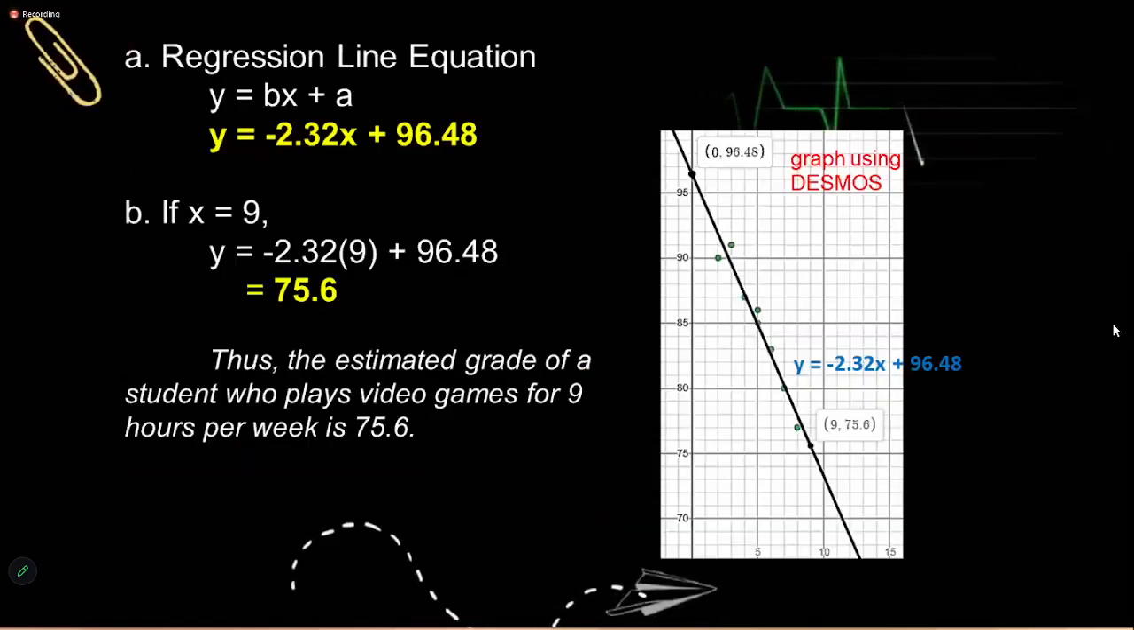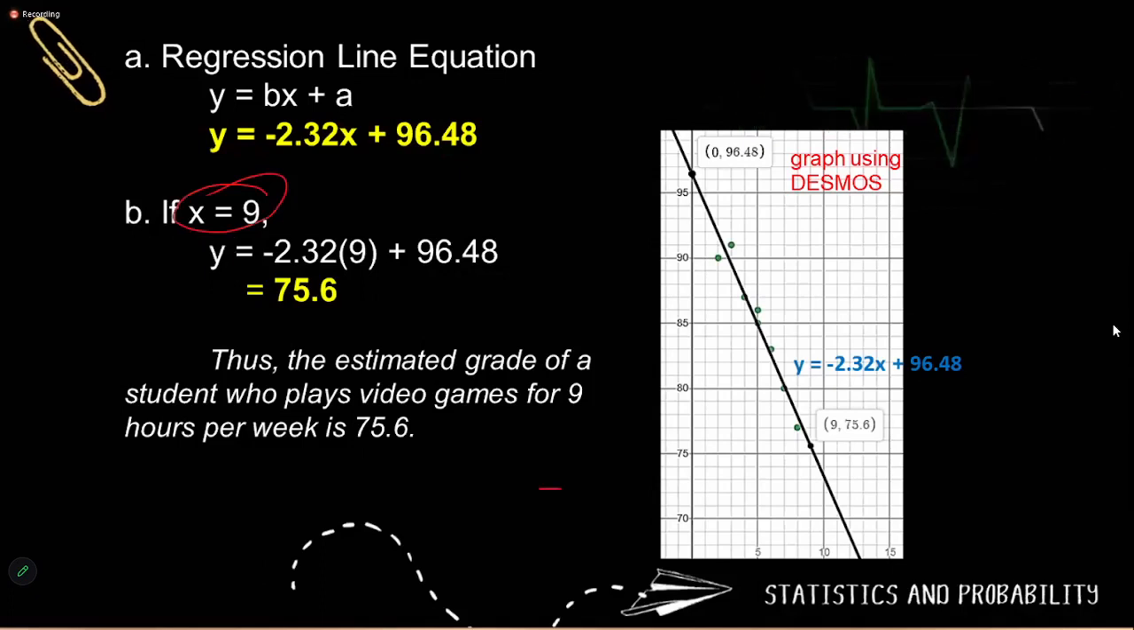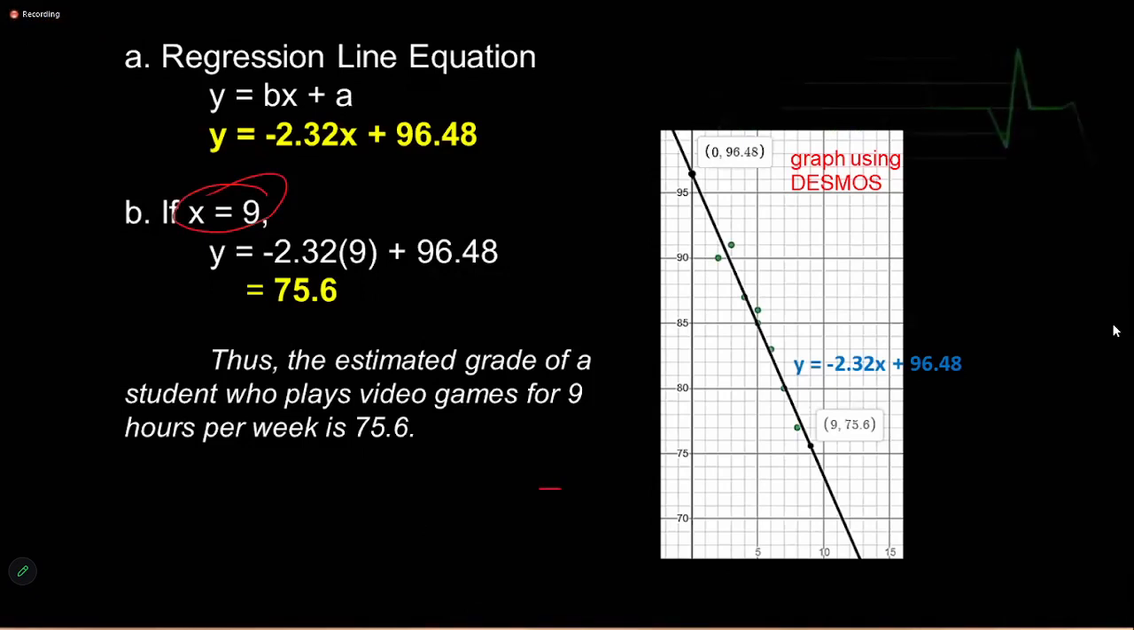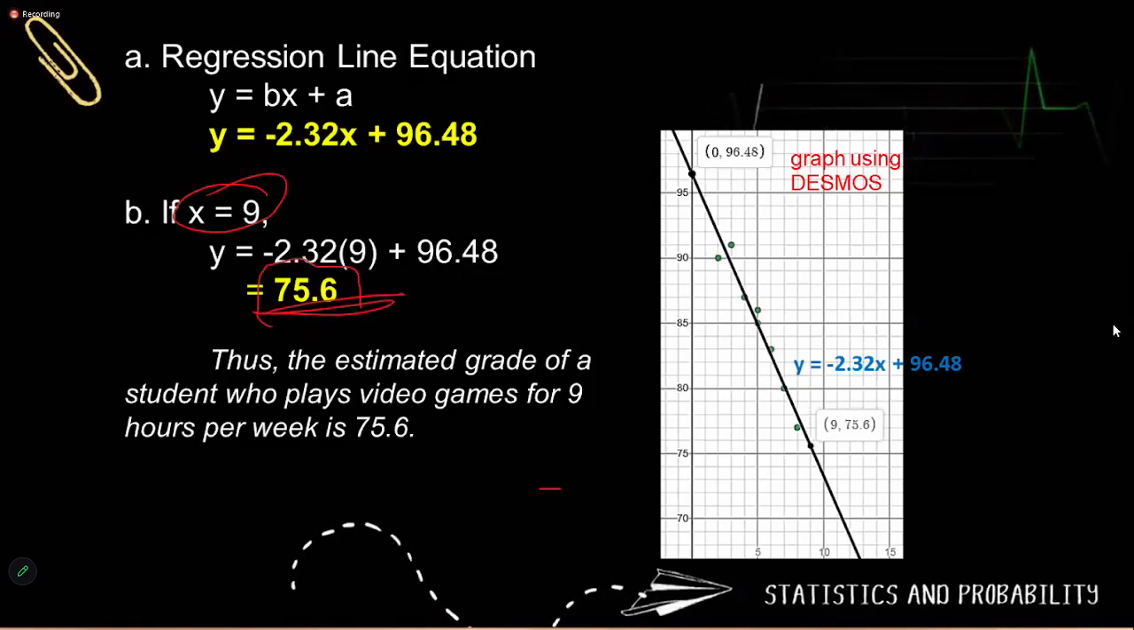So tignan ninyo ha, ito yung kanyang scatter plot diagram, and you see the regression line. The regression line is y is equal to negative 2.32x plus 96.48. So kung 9 hours naglaro yung bata, substituting the values, ano ang magiging possible grade niya? Tignan ninyo, halos pabagsak na. So ibig sabihin, kung 10 hours siyang naglaro, ano kaya yung grade niya? When x is 10, tignan nga natin kung babagsak na ba siya. You simply substitute it using the regression line equation natin.